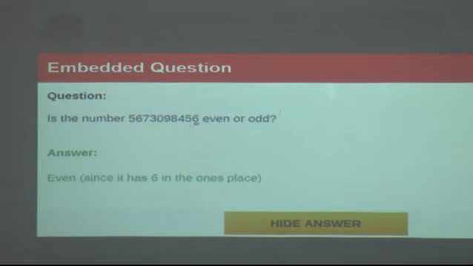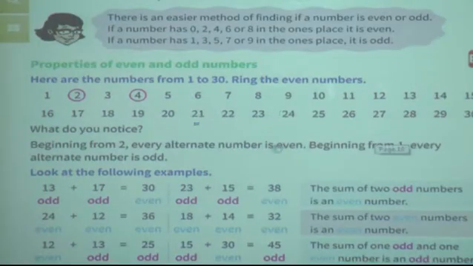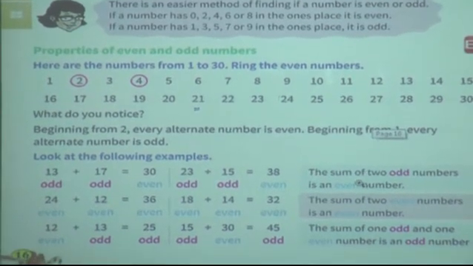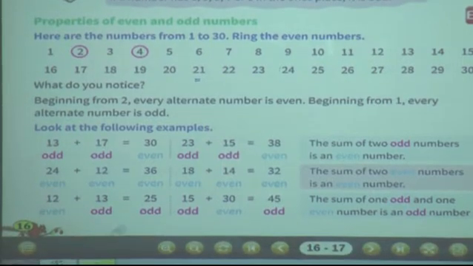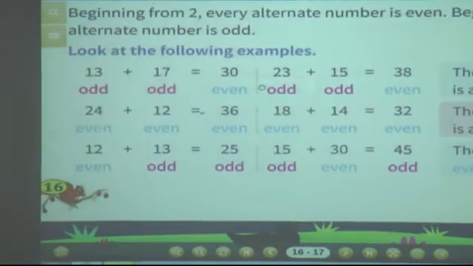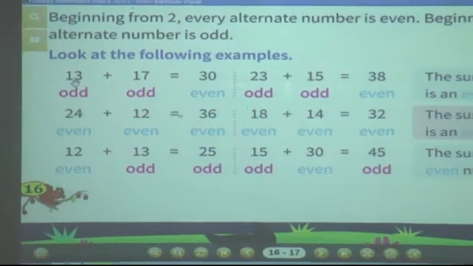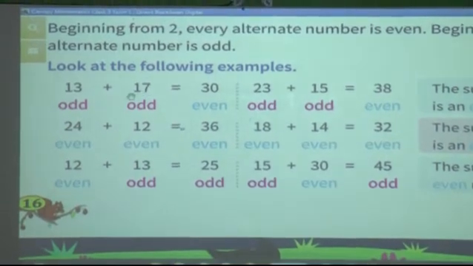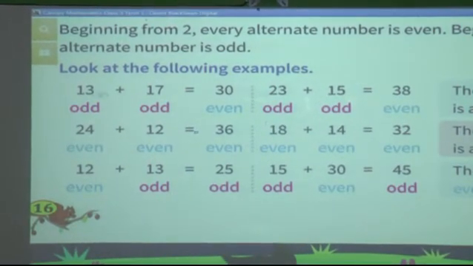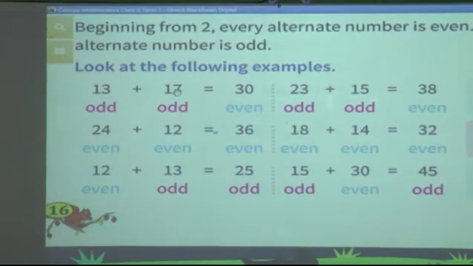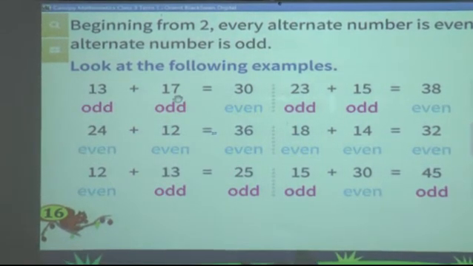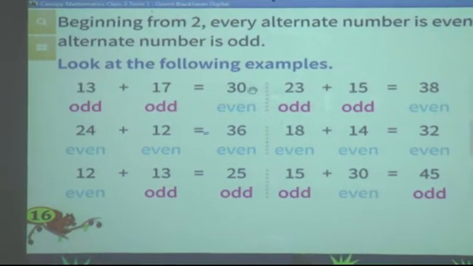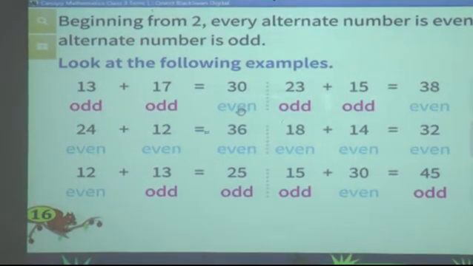Okay. Now see here, there are some properties of even and odd numbers. Can you see this? Here 13 is an odd number, and 17 is also an odd number. If we do the addition of these two numbers, 13 plus 17, then the answer will be 30, which is an even number.